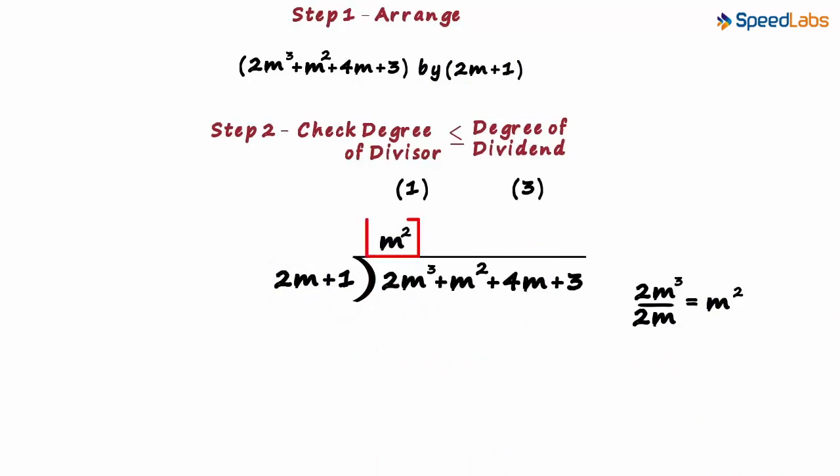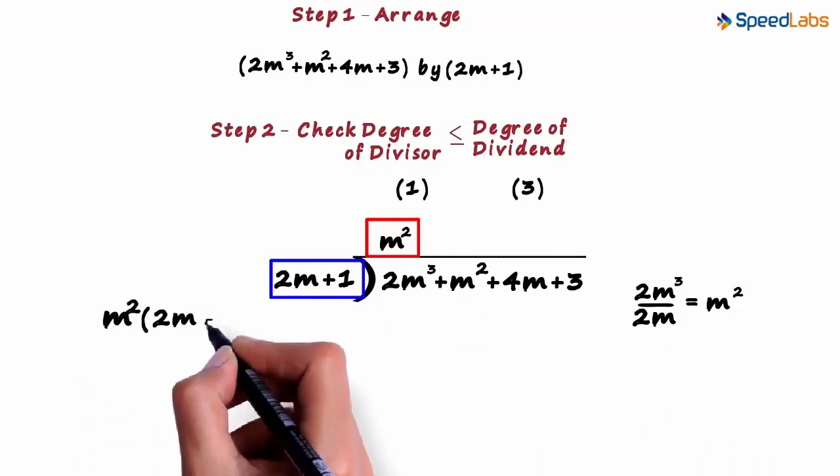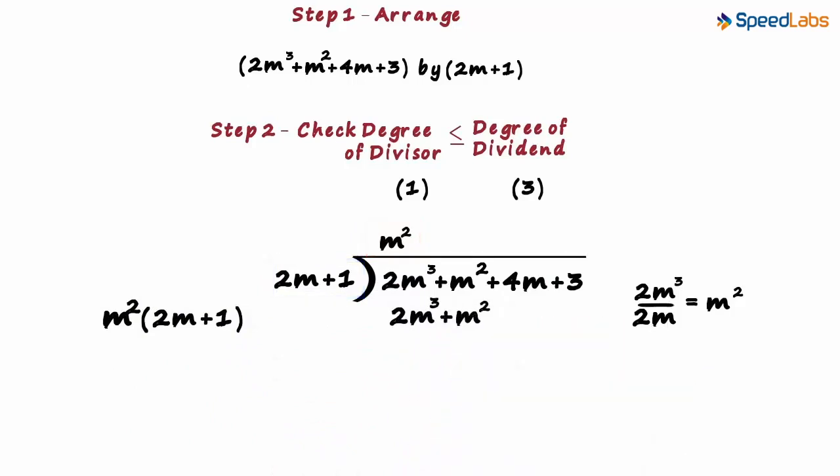Then we multiply this with this and write the product here. Multiplying m squared with 2m plus 1, we get 2m cubed plus m squared. This product is the same as this part. So after subtracting, we get a 0. We get 4m plus 3 down.